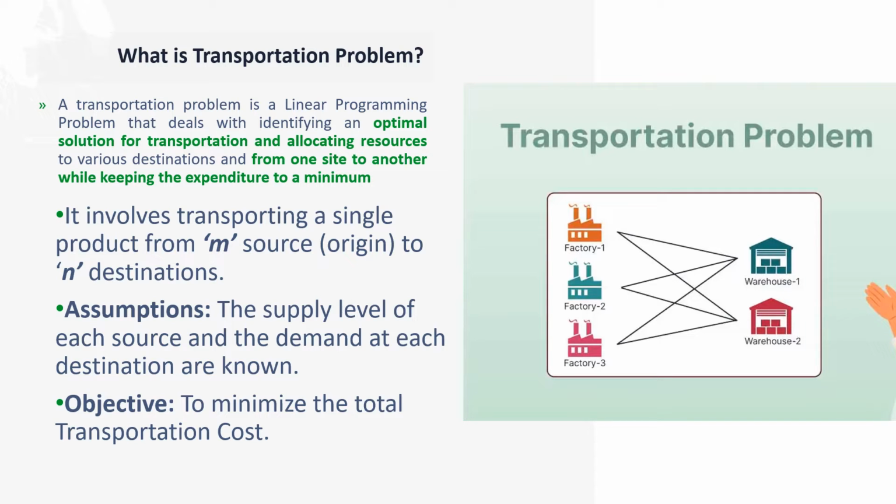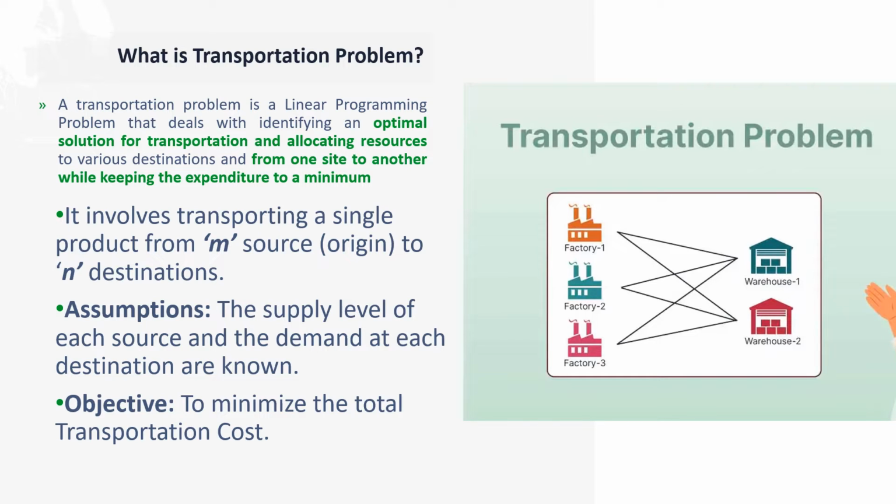When we look at the right side, we can see there are factories and there are warehouses. Here, from the factories we have to transport goods to the warehouses. So we need to find out the best source to destination, that is, from which factory we can transport goods to which warehouse, so that the cost of transportation is very low. That is the basic objective of your transportation problem.